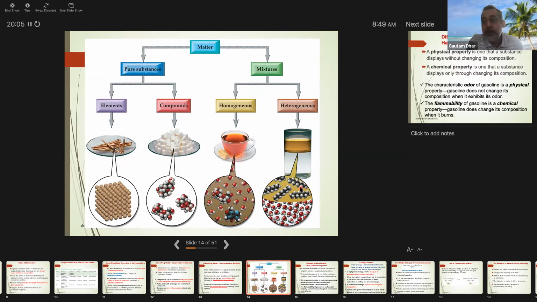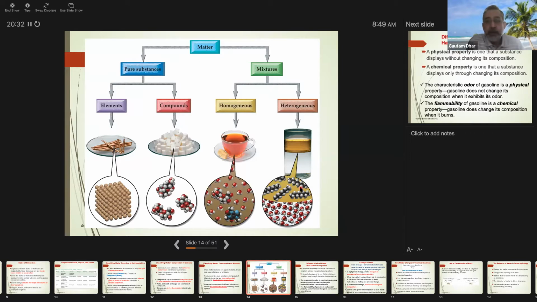Just like if you think of salt water or sugar water, ocean water. If you take ocean water in a tube, and you take a little bit from the top and a little bit from the bottom of the tube, it will have the same amount of salt. So these are all homogeneous mixtures.